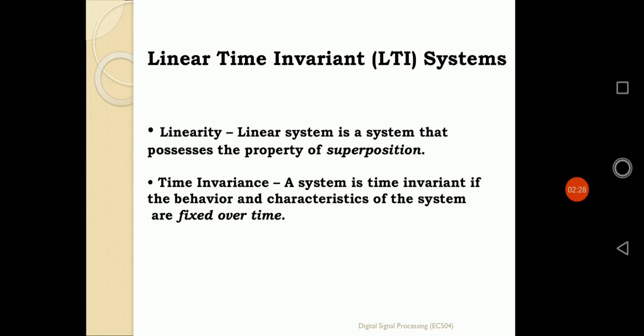A system is time invariant in such a way that the behavior or characteristics of that particular system are fixed over time. The behavior characteristics means the input-output relationship. A system that follows this rule is known as a time invariant system. So whenever we want to analyze an LTI system, at first the system should be an LTI system. LTI means the system should follow the property of linearity, and the system should be a time invariant system. If a system follows both, then that system is an LTI system. Now we can follow the properties of that particular system.